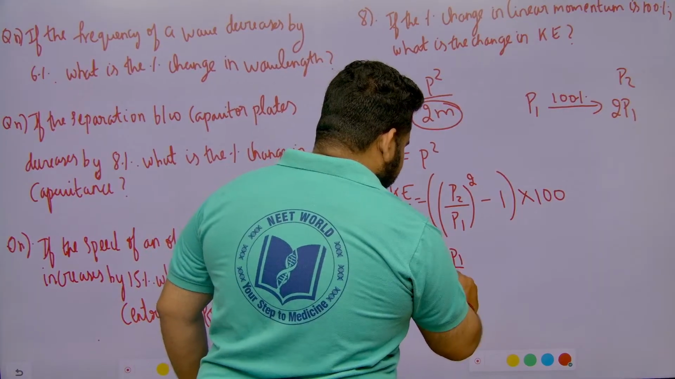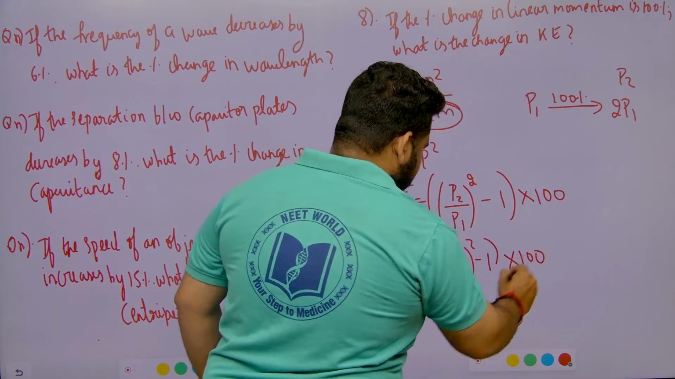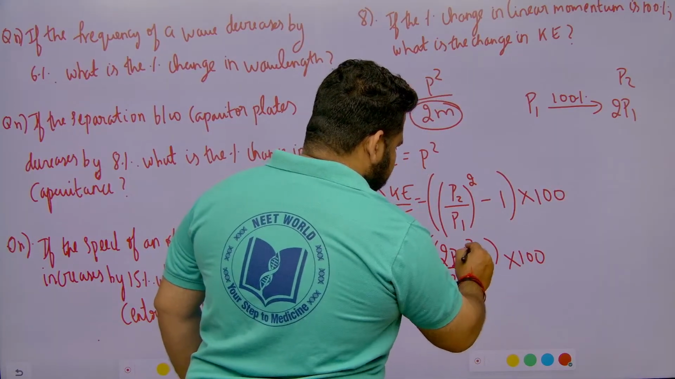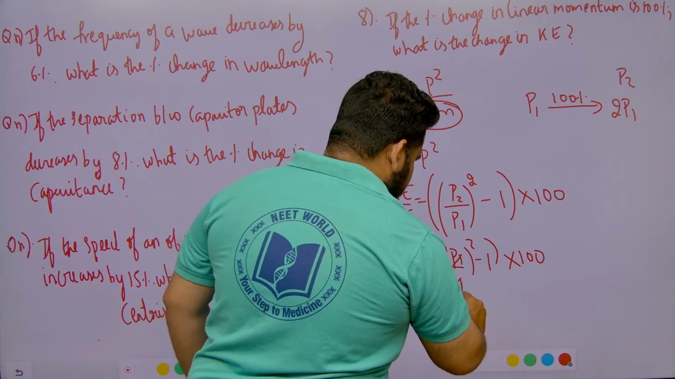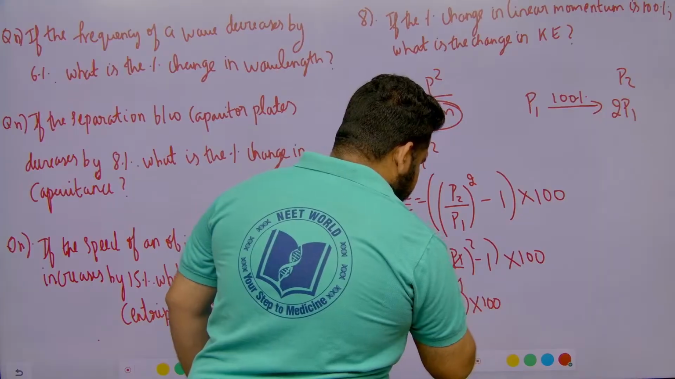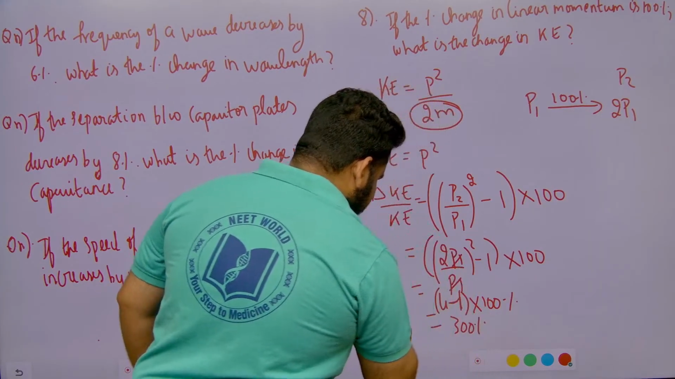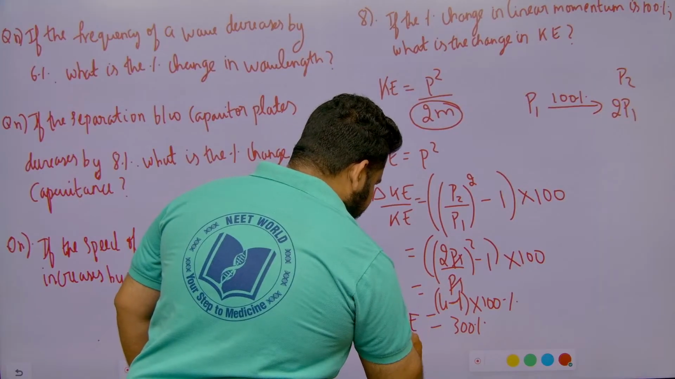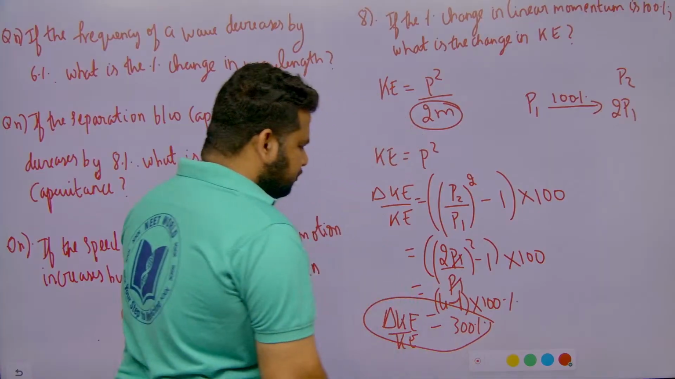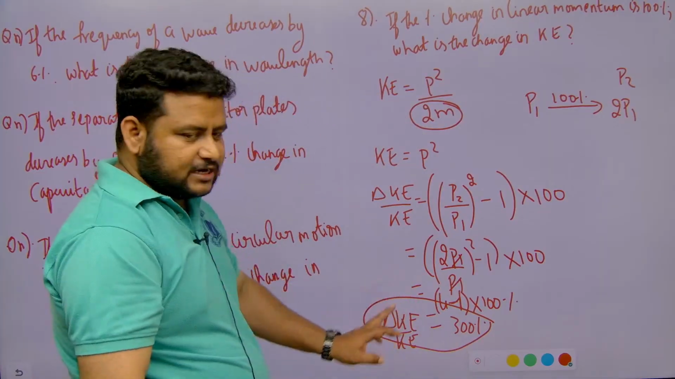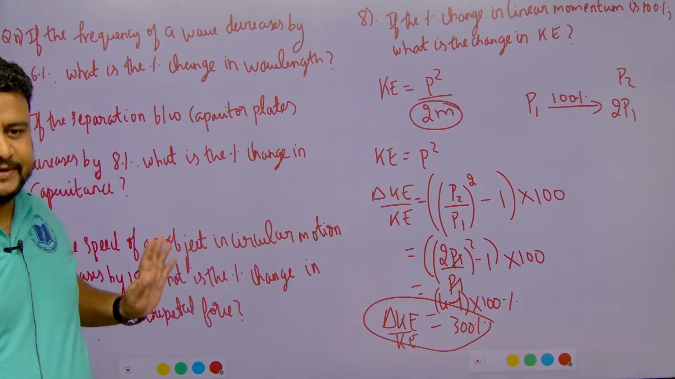So this will become (2P1 by P1) whole square, minus 1, into 100. P1 and P1 cancel. 2 square is 4, 4 minus 1 is 3, into 100. That is 300%. So change in kinetic energy, delta K by K, will be equal to 300%. Understood? Please make a note of this question, and these questions you have to try by yourself.